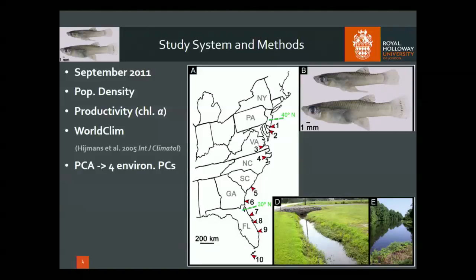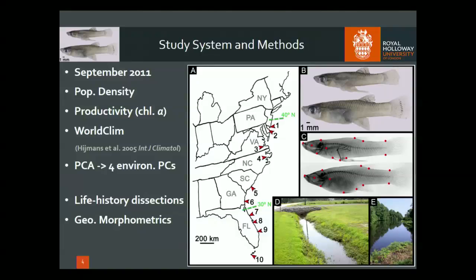With respect to the actual data that we collected, we employed fairly standard life history dissections to get somewhere between six life history traits for males and seven to eight for females. We then also conducted body shape analysis based on geometric morphometrics, using x-rays of the same individuals that we used for the life history dissections. And then all of this went into a model selection, model averaging approach to try and tease apart which environmental factors might be driving certain phenotypic patterns.